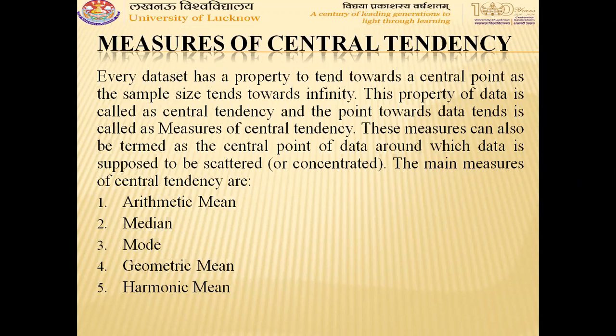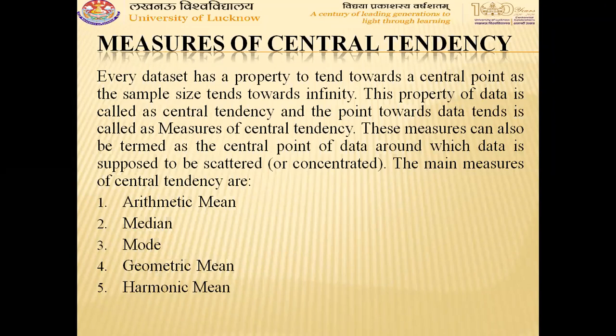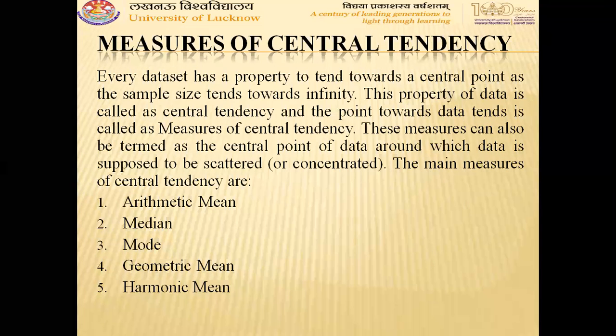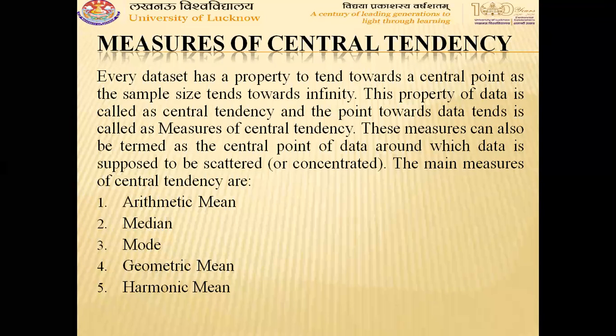In other words, we can say that the measures of central tendency are the central point of the data towards which the data tends, or around which data is scattered or concentrated. That is the central point of the data around which data is scattered or concentrated. The main measures of central tendency are arithmetic mean, median, mode, geometric mean, and harmonic mean. Basically, the first three measures are used generally. Geometric and harmonic mean are considered in some special cases only.